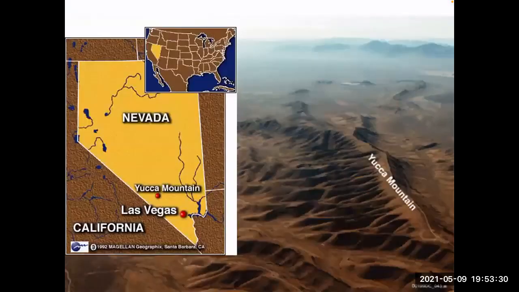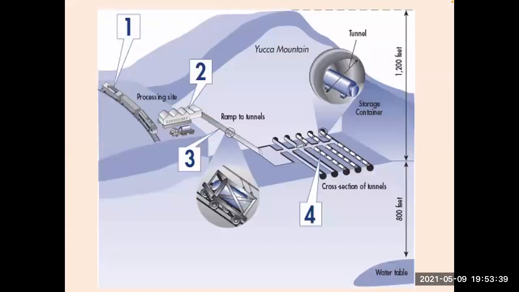There are a couple of repositories that can do this, like the Yucca Mountains in Nevada. However, getting it there is a problem. This is showing you a cross section of the tunnels in the Yucca Mountains, where they can put these storage containers deep in the ground. If you notice, they're about 1,200 feet below the surface of Yucca Mountain, but they're only about 800 feet from the water table, which is a little scary.